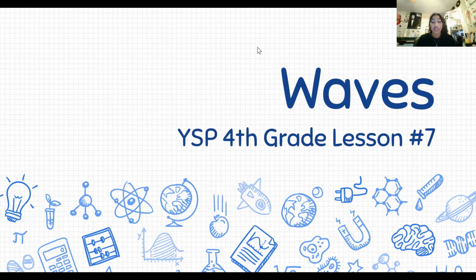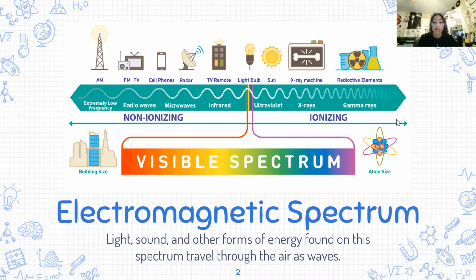Today, we're going to learn about waves. How does light travel? Have you ever wondered what the wave part of microwave meant? Energy travels in waves, whether that's energy from a radio, a microwave, visible light, or radioactive elements. It belongs on something called the electromagnetic spectrum, which measures different types of energies.